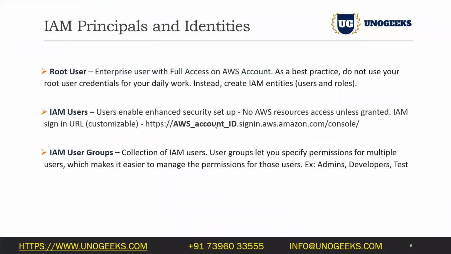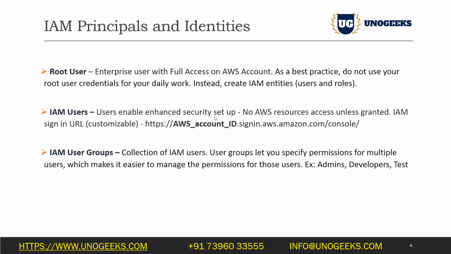So you could create an IAM user. And when you create a user, by default, they won't get access to anything unless you explicitly grant it. And the IAM users need to sign into the AWS account using a sign-in URL, and that URL will be in this specific format. You have AWS account dot signin dot aws dot amazon.com slash console slash. So this will be the default sign-in URL for IAM users. By default, you will have your account ID in the sign-in URL.